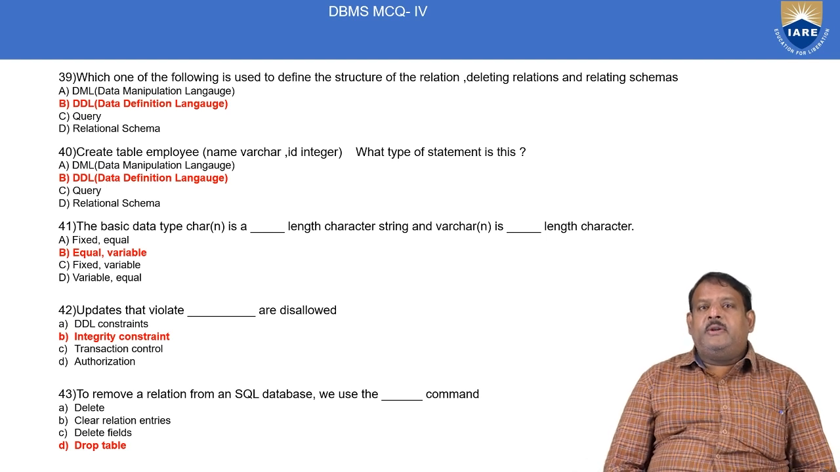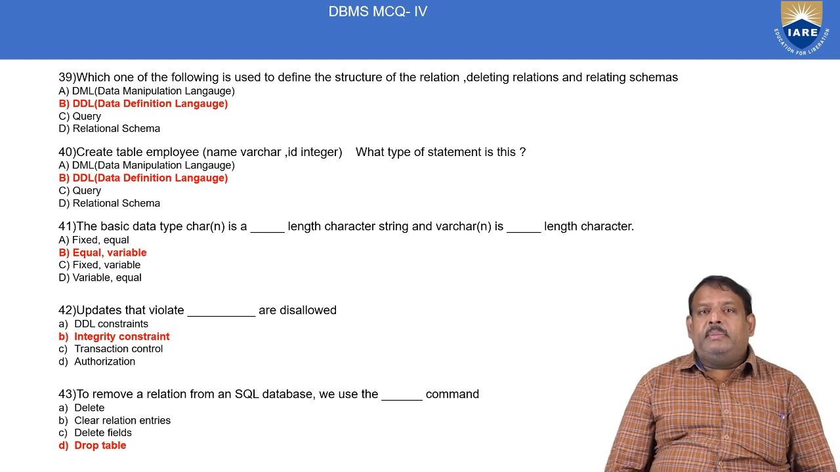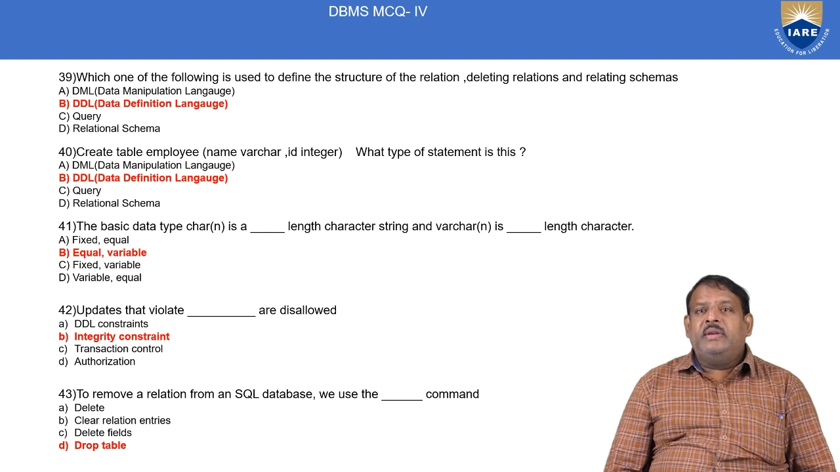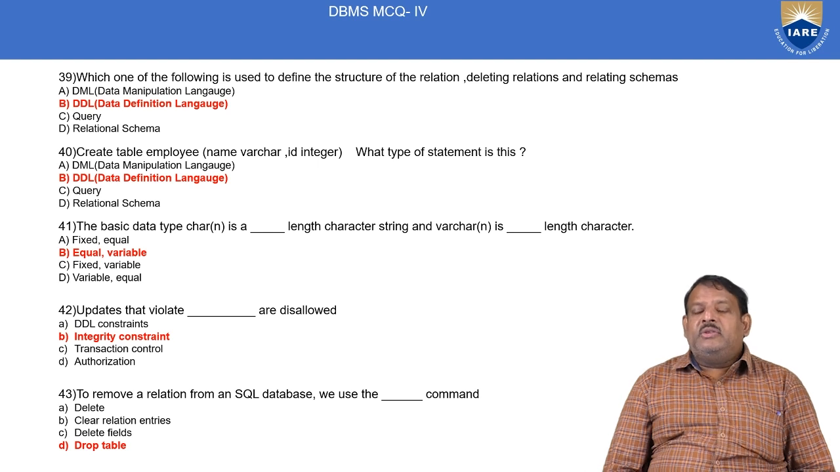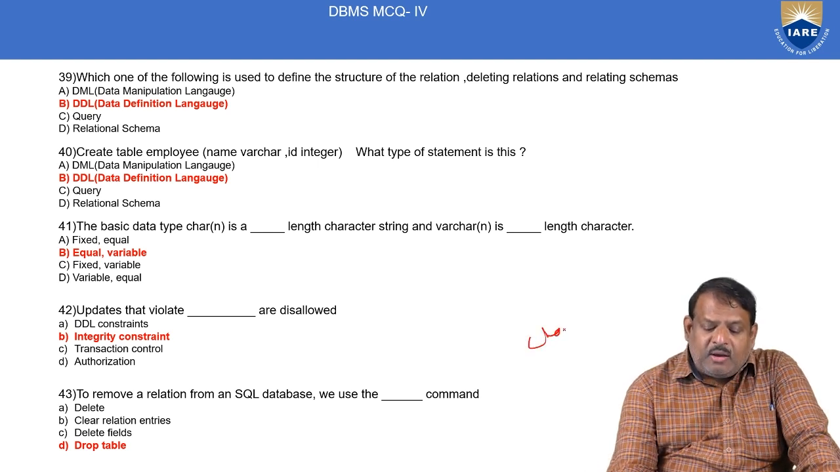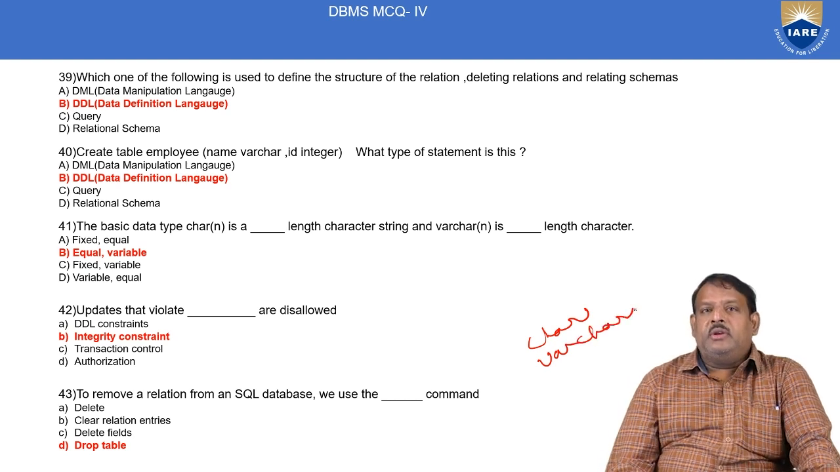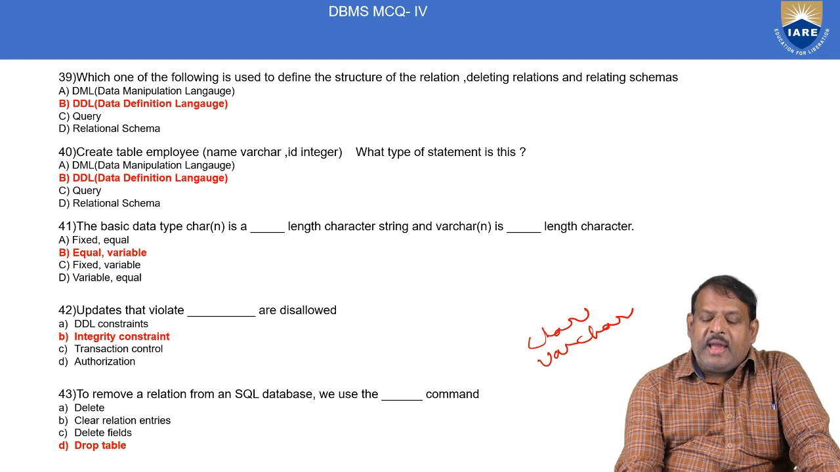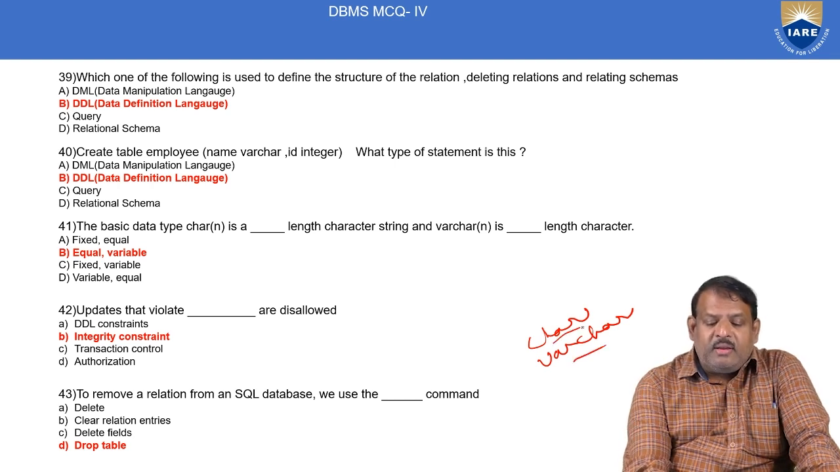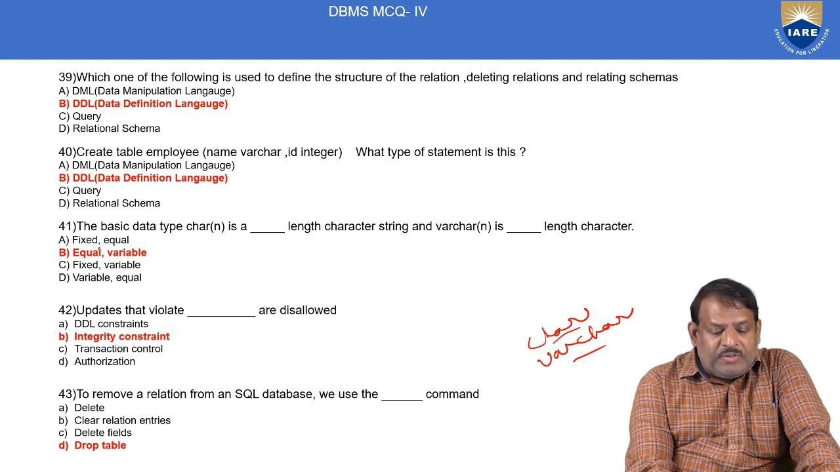Next, 41st question. The basic type of char n is dash length character and varchar n is dash length character. So here char and varchar are used in a database for storing alphanumeric values. But there is a small difference between char and varchar. Now here, char of n and varchar of n: what is the difference here? Is it fixed or equal, or variable, or fixed and variable, or variable and fixed?